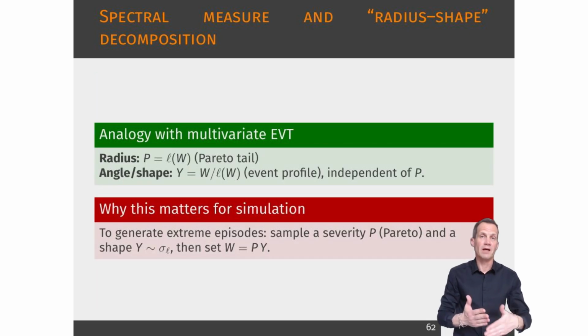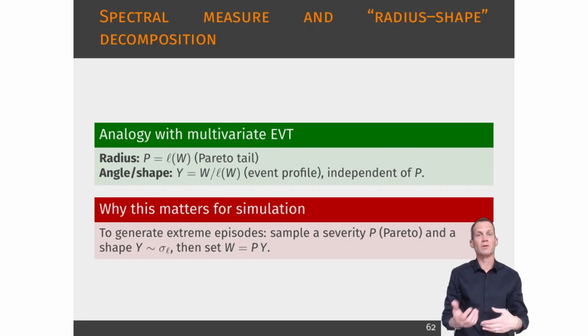This slide makes the analogy with multivariate extreme value theory explicit. The radius is the cost of the process. It measures how severe the extreme episode is. In the simple model, this radius has a Pareto tail. The angle or shape is the normalized process. It describes the event profile. For example, whether a storm is localized or widespread, or whether a heat wave is short and intense or persistent over the full time window.